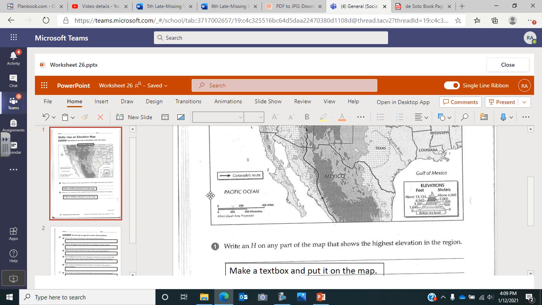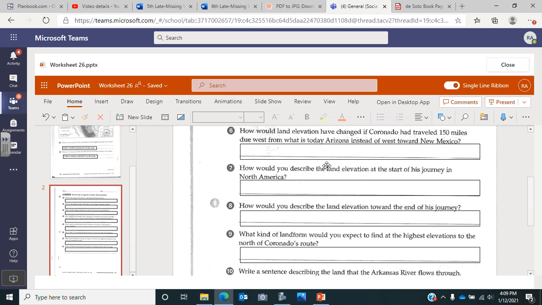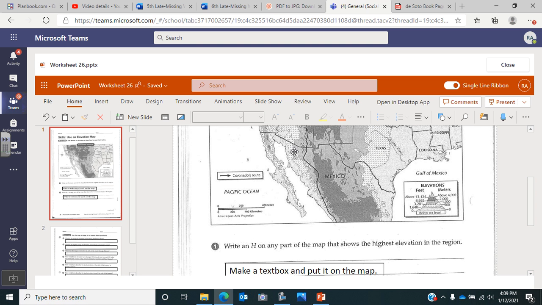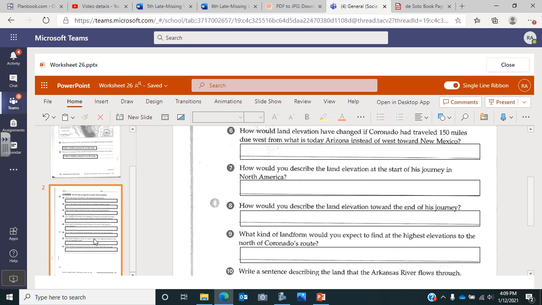So you're going to click on the map, and it's wanting to know if instead of going through here to New Mexico and he had gone this way 150 miles, what would the elevation have been like? So you're just describing the land elevation. You know, you could either describe it with the feet. You could tell me that he would be well above sea level. He would be right at sea level, just describing what it would have been like if he had gone west instead of going east.